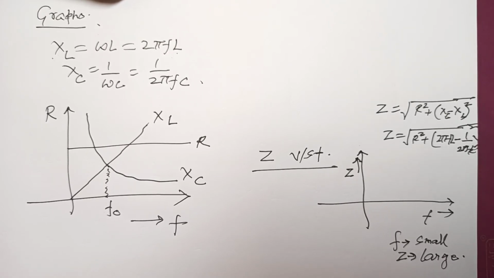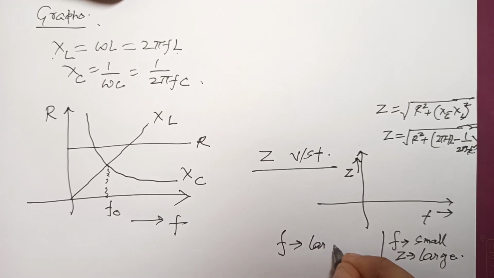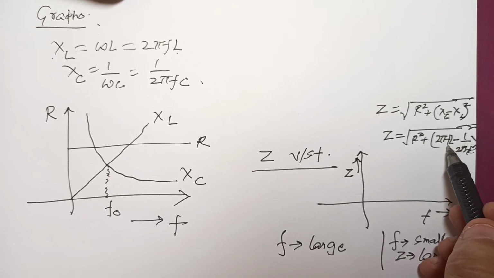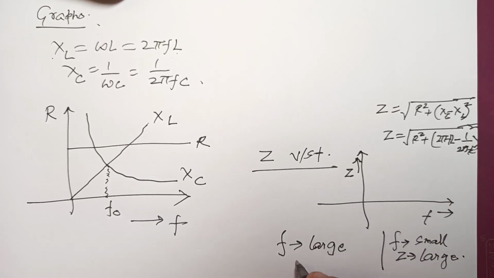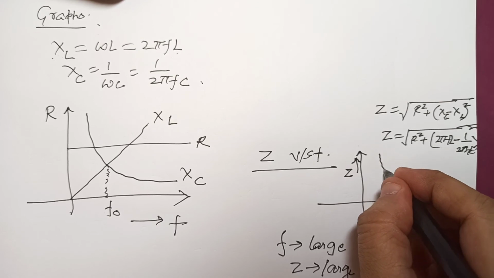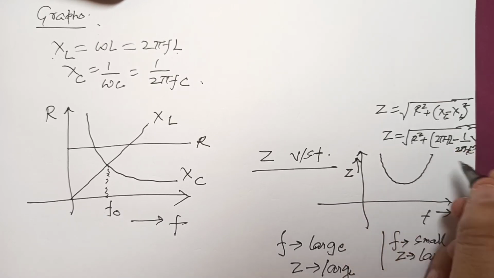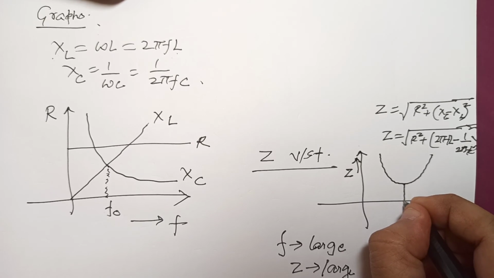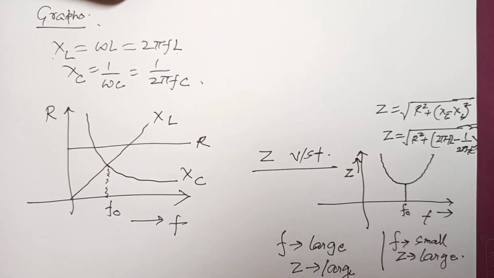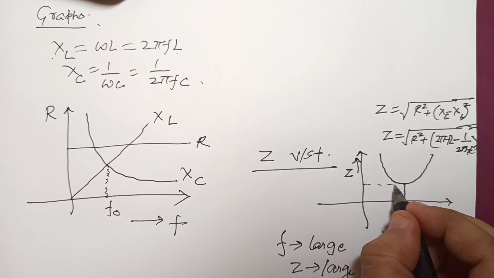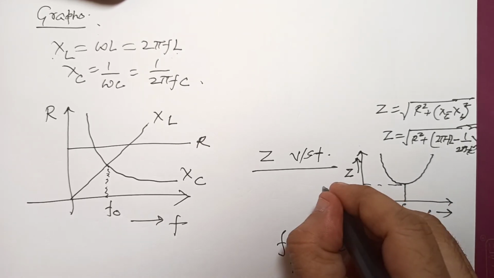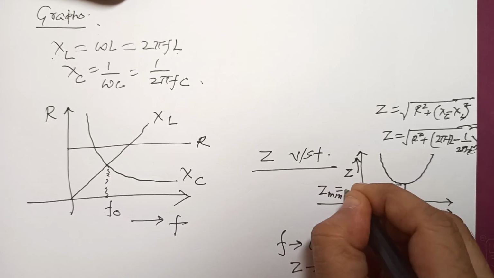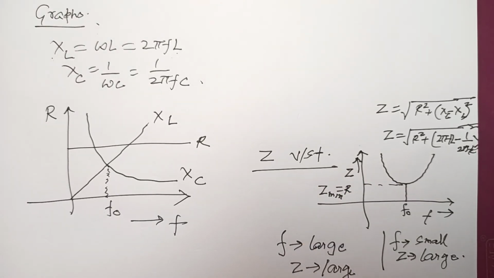On the other hand, if F is large, then XL is high and XC is low. So the bottom line is the curve of this would be something like this, and somewhere it would have the minimum value. So at that frequency, Z would be minimum and will be equal to R.